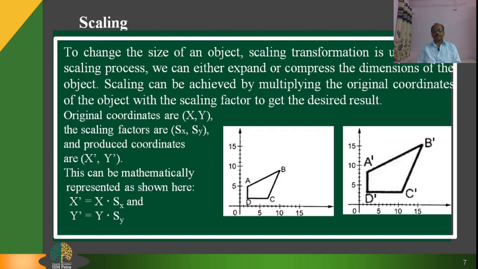So, let us assume that the original coordinates are x, y, the scaling factors are sx, sy, and the produced coordinates are x dash, y dash. This can be mathematically represented as x dash is equal to x into sx, and y dash is equal to y into sy.